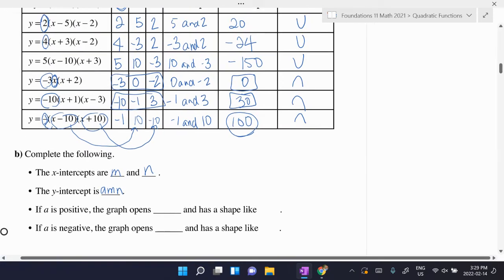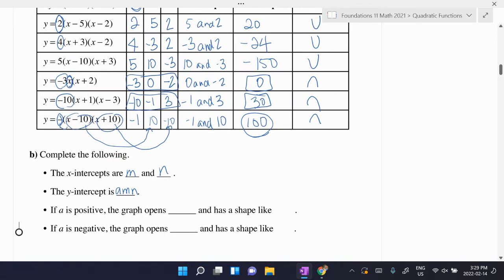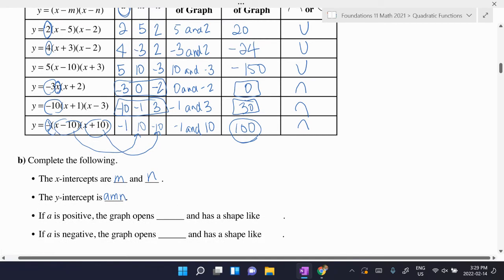So, just like before, if A is positive, then it opens up like this. And if it's negative, then it opens down like this. Okay?